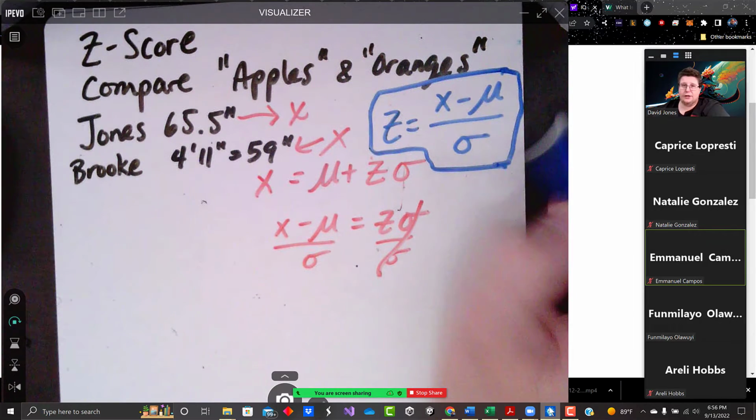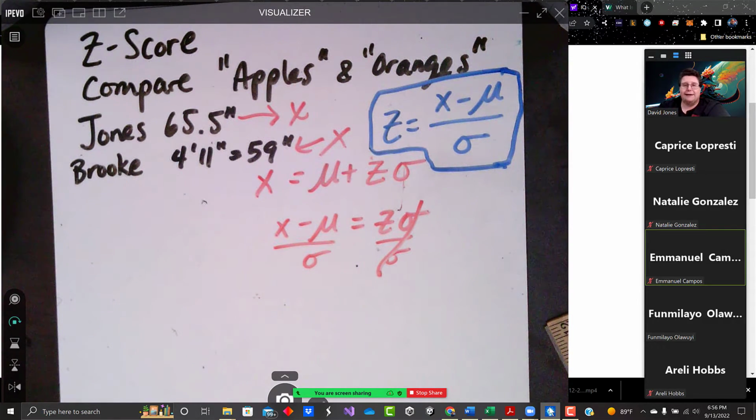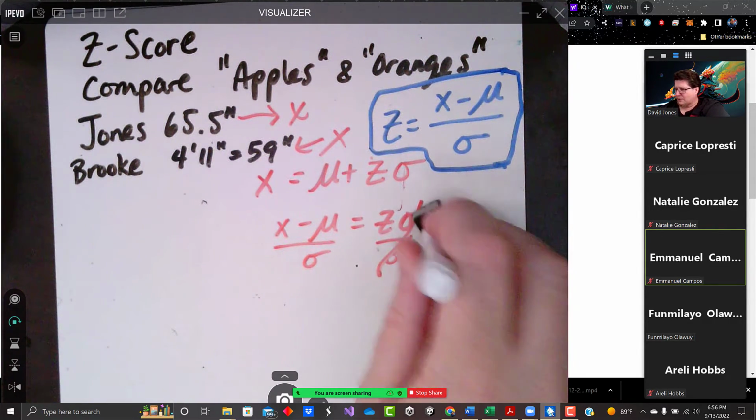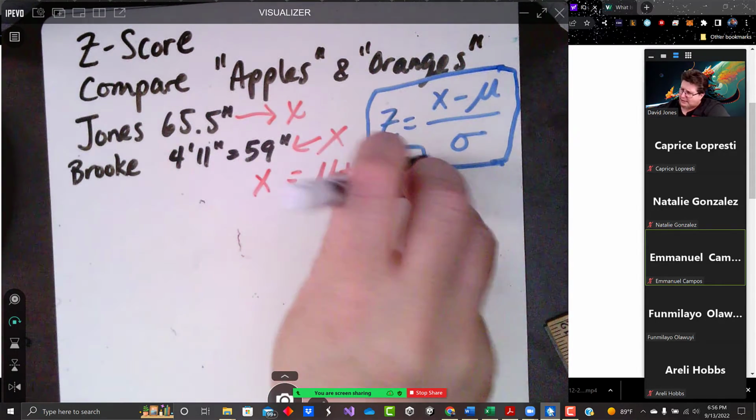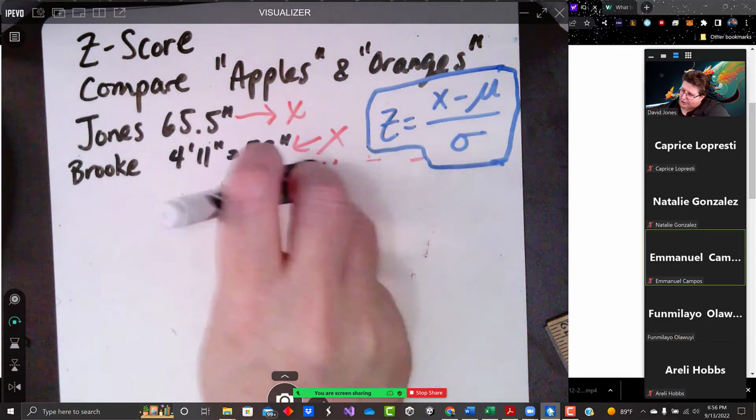So that's what we're going to use to calculate z-scores. And then we can compare myself to Brooke. So I'm going to get this out of the way. This is just the derivation. You don't need to know that. The z-score is what you need to remember.